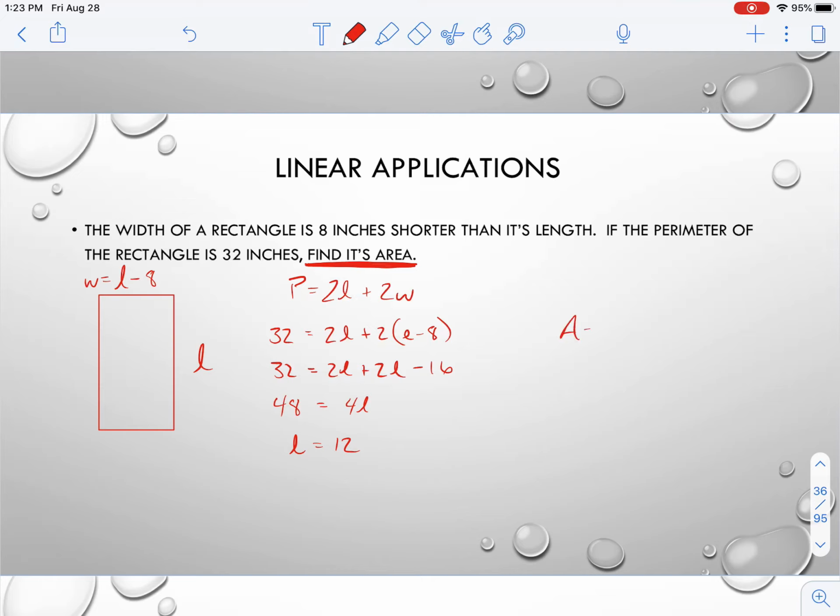Area is length times width. So I'm going to take this length of 12 and I'm going to substitute it in. So we're going to have 12 times 12 minus 8, right? Or 12 times 4, and in this case it just happened to work out to a number that we saw somewhere earlier, 48. Doesn't always work that way, right?